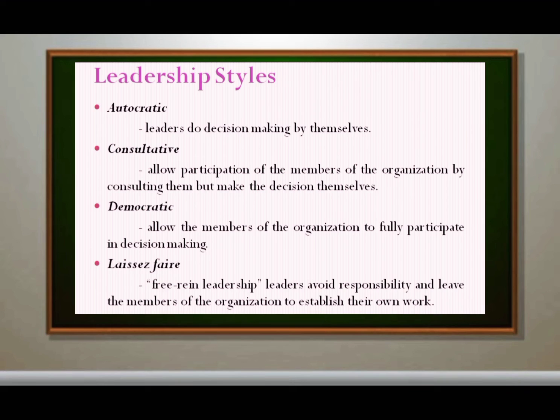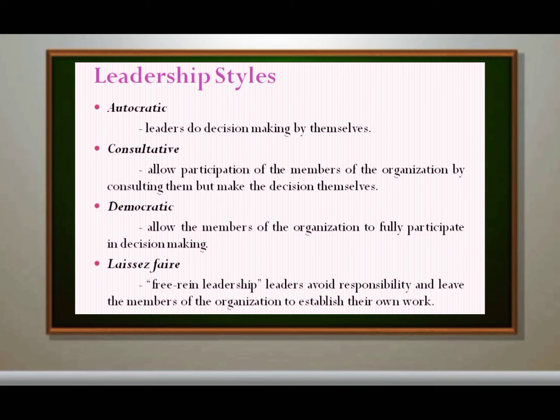Autocratic leaders make decisions by themselves, while consultative leaders allow participation of the members of the organization by consulting them, but make the decision themselves. This is what happens in consultation meetings called by schools when they increase tuition fees. Sometimes education stakeholders get disappointed that their suggestions are not carried out after school leaders have consulted them. They do not understand that consultation does not necessarily mean approval of stakeholders' suggestions.